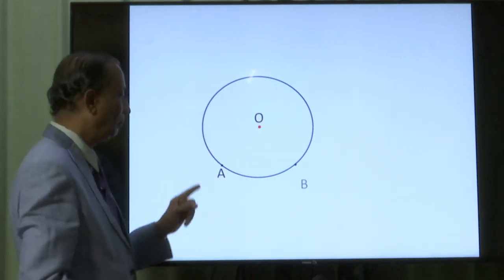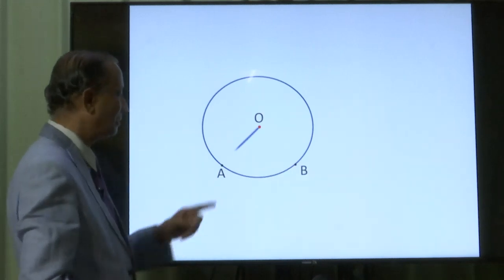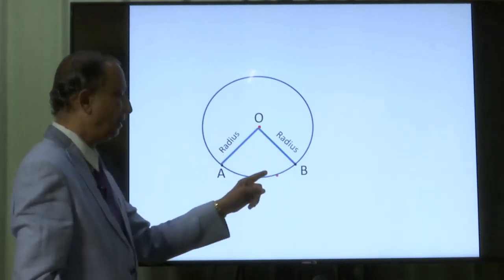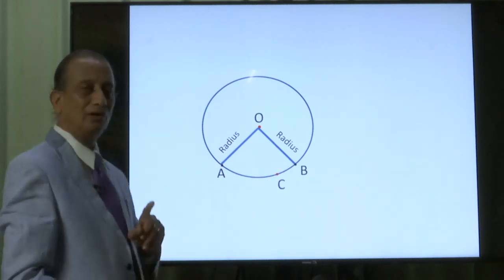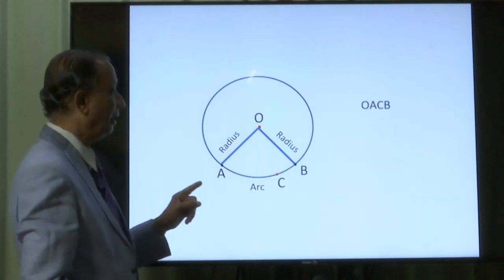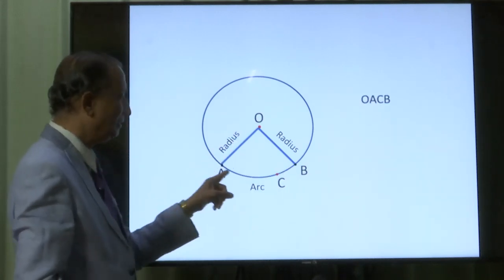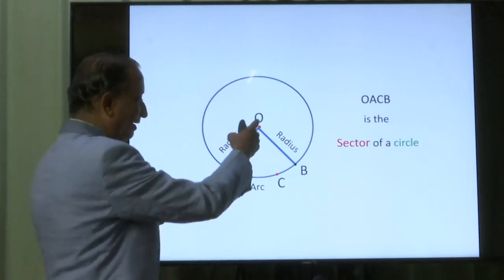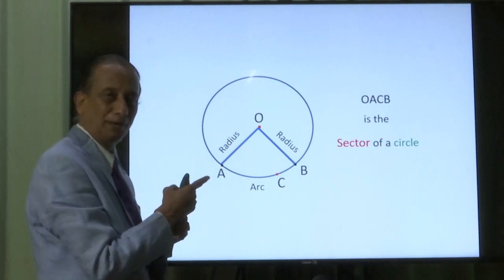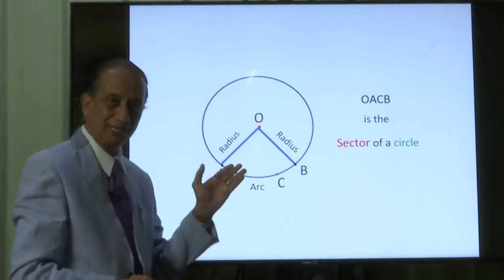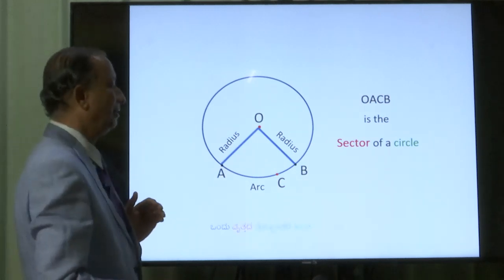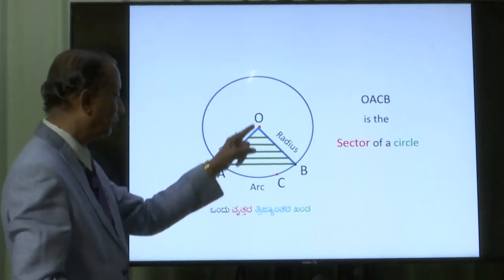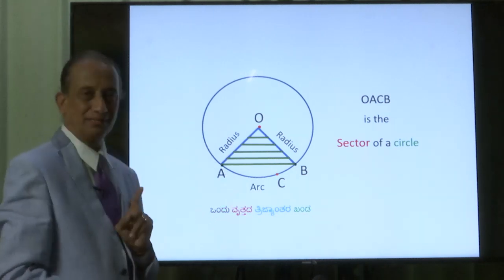So here is a circle with center O, and choose any 2 points on the circumference. Call them A and B. So OA is a radius and OB is also a radius. So take 2 radii, and again any point on this minor arc, call it C. Now this is the minor arc, and OACB, this region is called the sector of a circle. As you saw in Dil Pasand also, it resembles this shape. Therefore, it is called a sector of a circle. You can see the shaded portion. We are shading it to show that this region is called the sector of a circle.